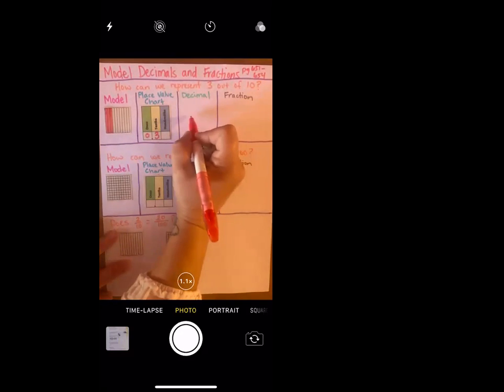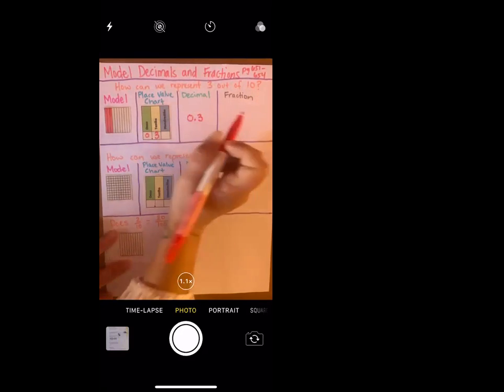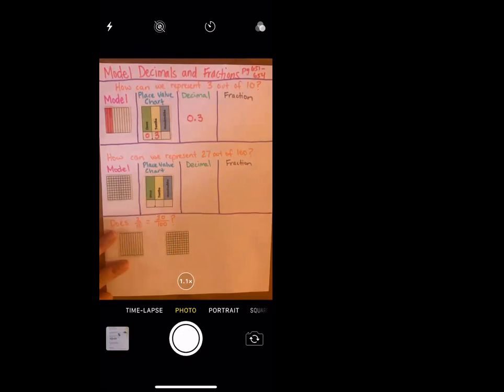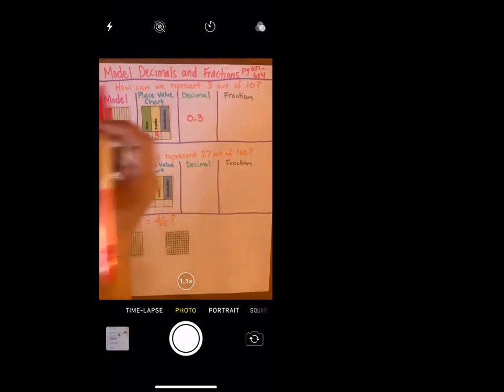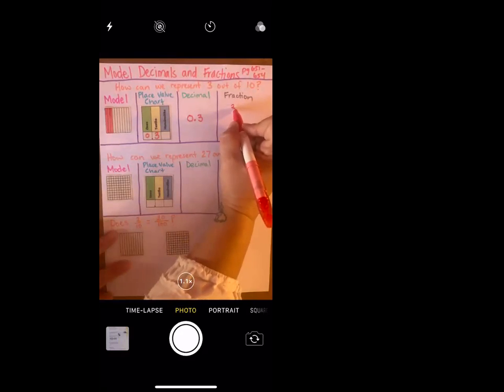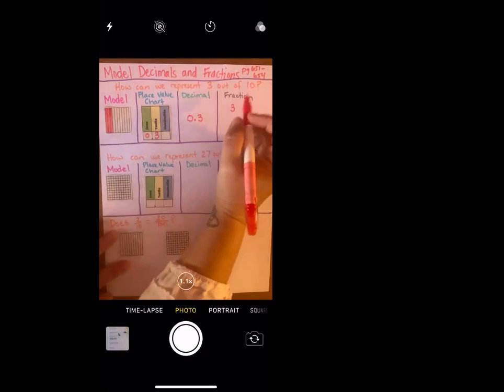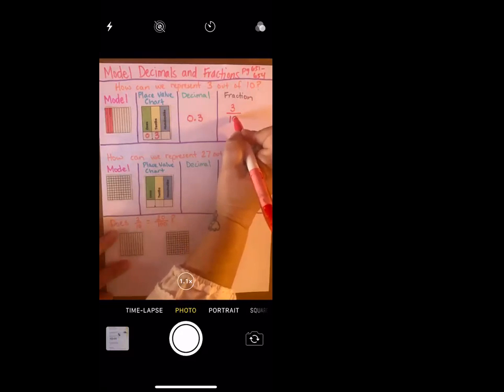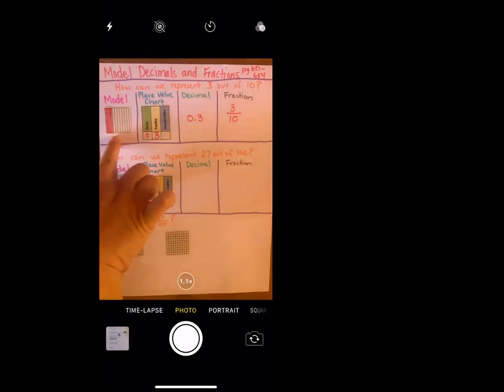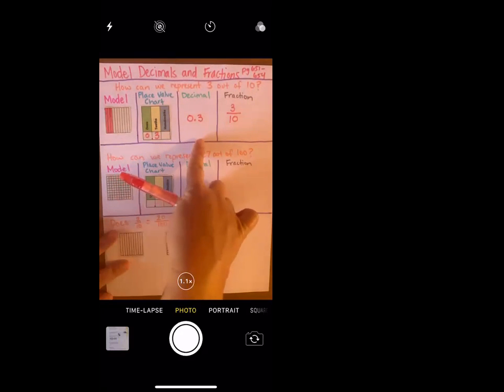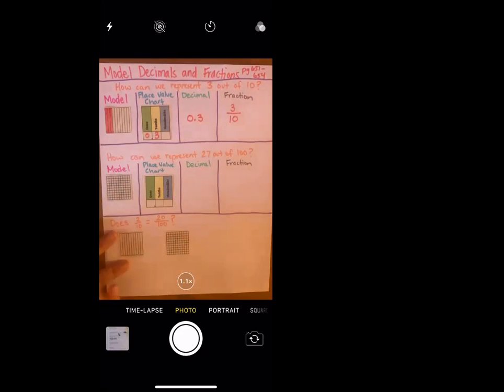As a decimal, we can write that as 0.3, okay? Just like it is on our place value chart. And as a fraction, the numerator is 3 because there are 3 parts shaded out of 10 parts, so the denominator is 10 because there are 10 total parts in our model, okay? So we can represent 3 out of 10 with our model, with our place value chart, as a decimal, and also as a fraction.